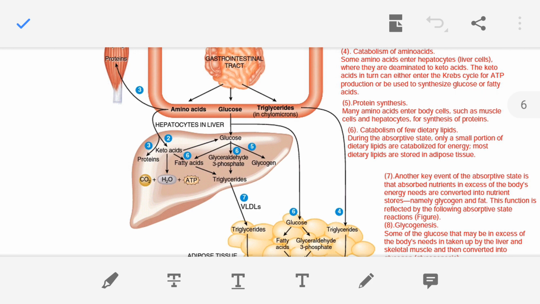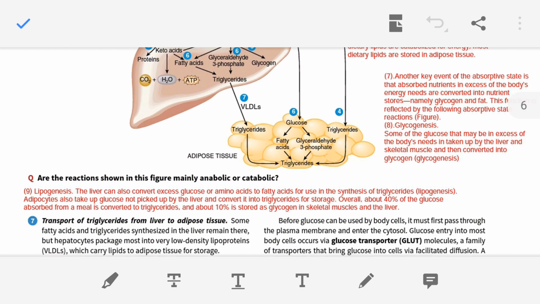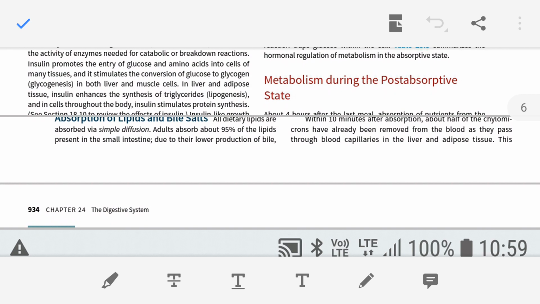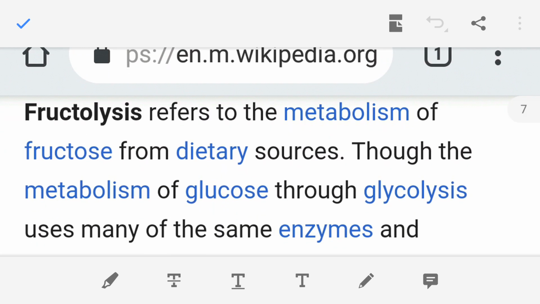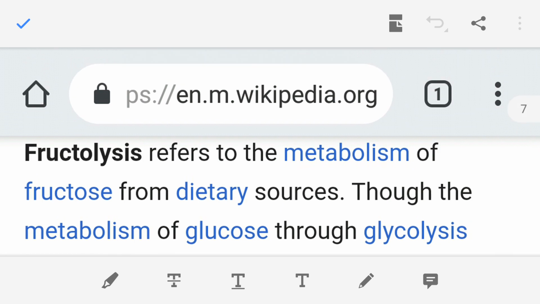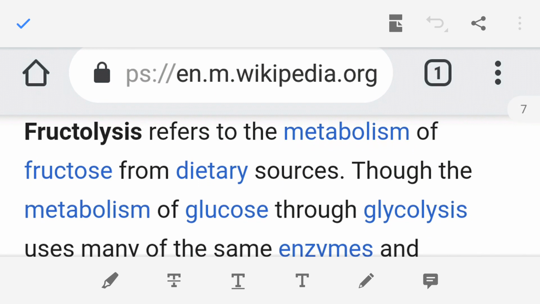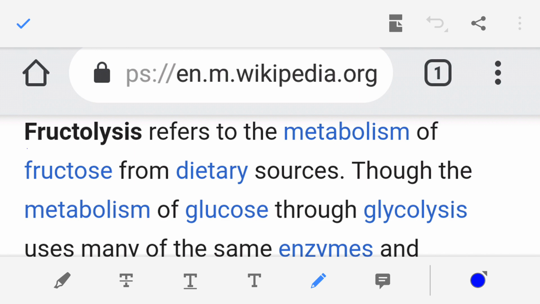Okay, now two more sugars. What happens to fructose and what happens to galactose? Now here, if you go to the Wikipedia site, there is one article for the metabolism of fructose. You can read that article. So fructolysis, metabolism, fructolysis means metabolism of fructose.